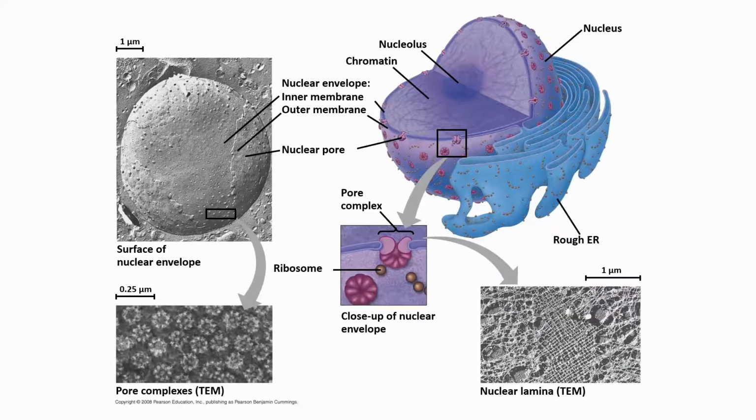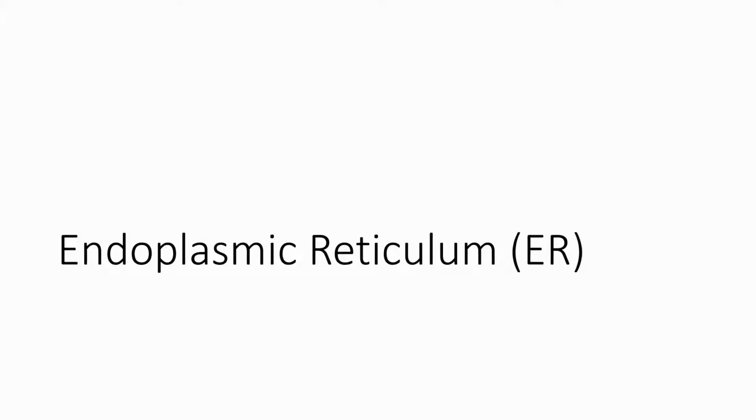So here are just some electron microscope images showing various parts of a nucleus. You can see nuclear pores here. Each of these little flower-looking structures is a nuclear pore. Here's just showing you in diagram form, and you can see that the membrane of the ER is continuous, meaning physically connected to the membrane of the nucleus.